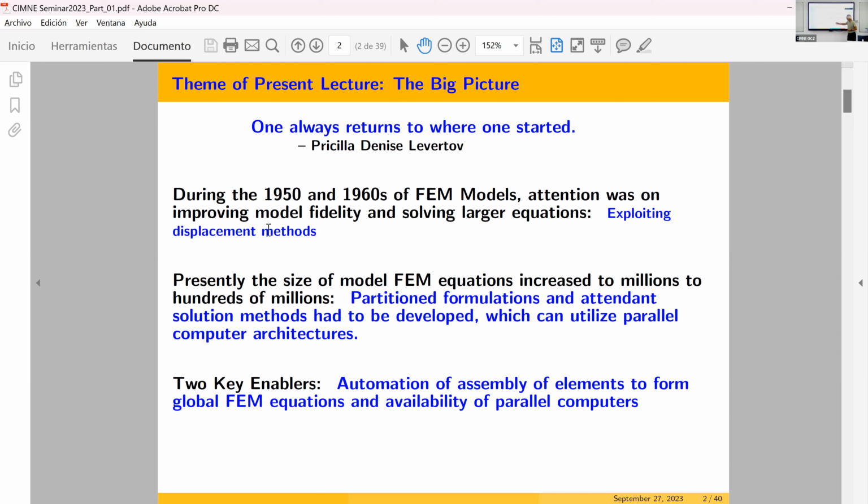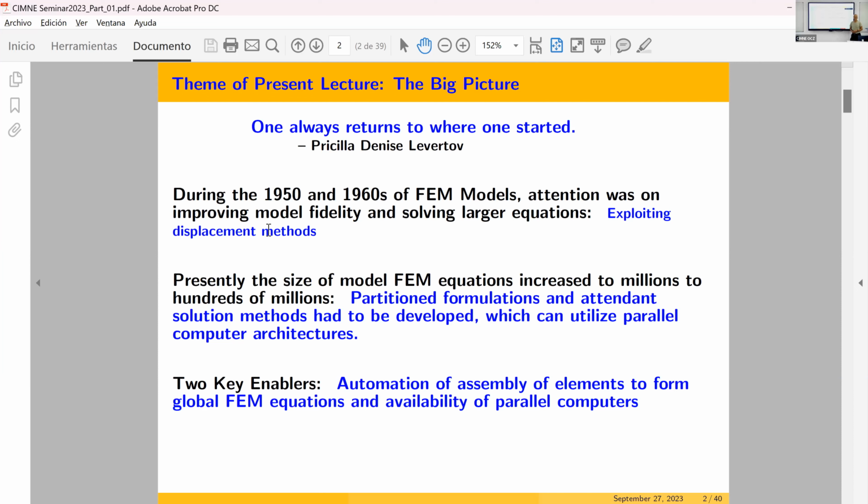As I said, there are two key enablers. In the displacement method, assembly is automatic. And the person who actually came up with the automatic assembly is Professor Ed Wilson at Berkeley. It looks very natural for you to use the finite element auto-assembly. But in the good old days when they were starting with the finite element, how to automate assembly was not as easy as what you might have thought. So he made a contribution, Professor Wilson's contribution, to automate that process.